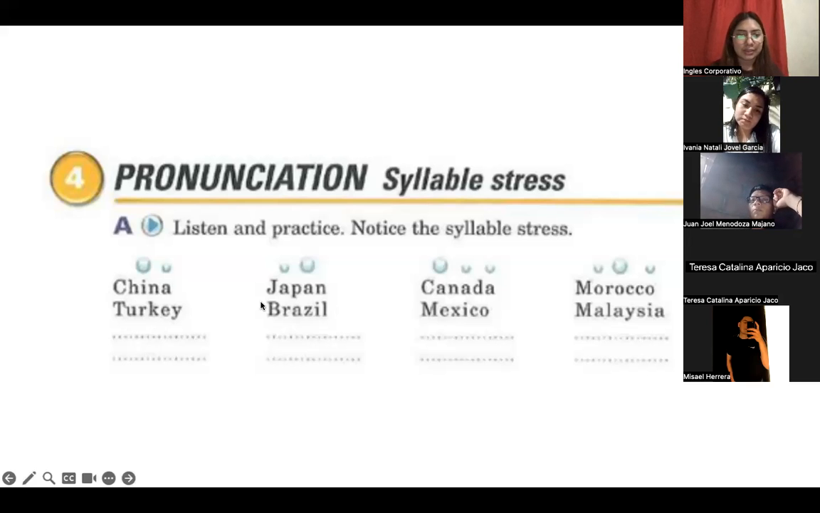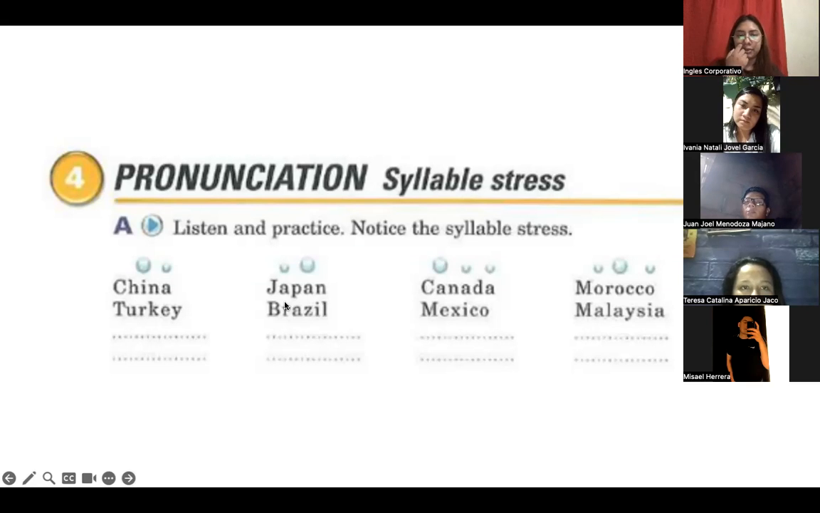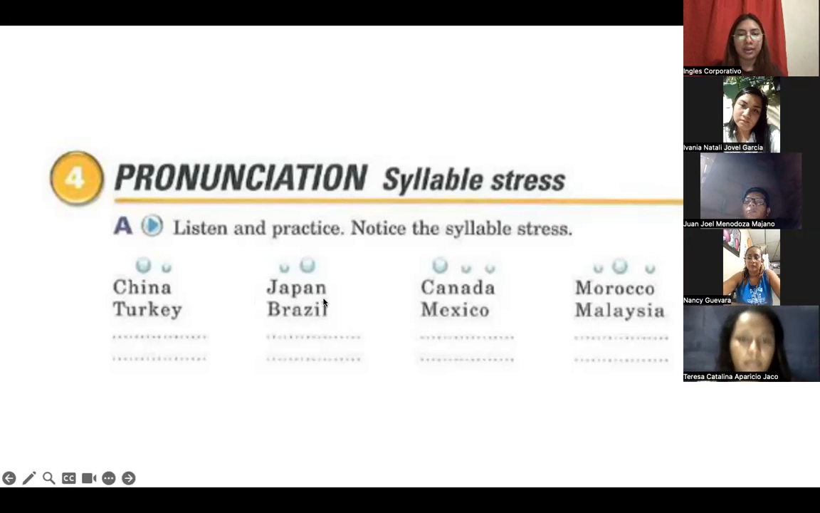¿Qué pasa en esta? Japan, la tiene en la segunda sílaba. Esta es la primera y esta es la segunda. En la segunda tenemos acá la burbujita más grande. Por ende, acá va a ir la fuerza de voz. Japan. Brazil.